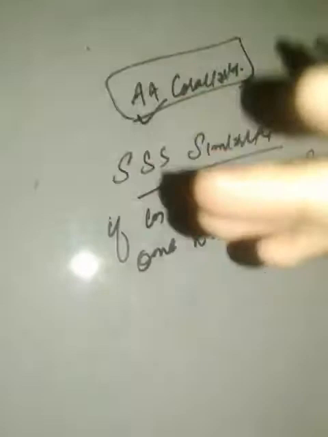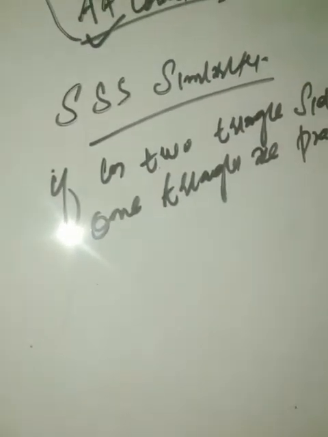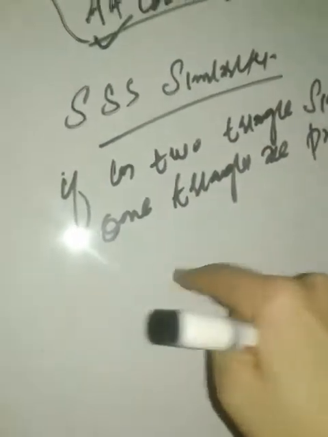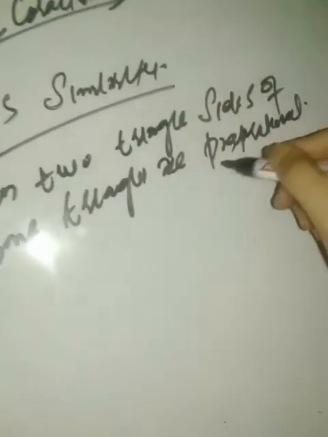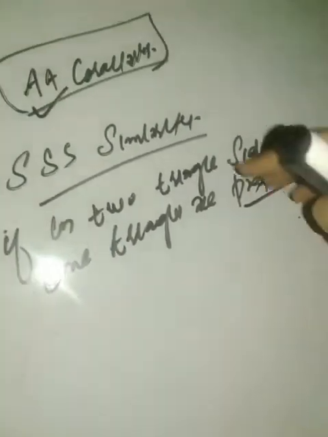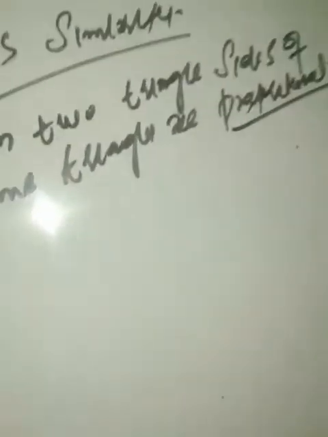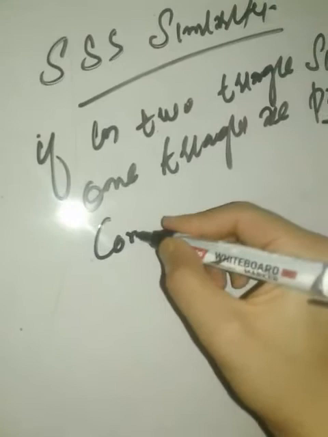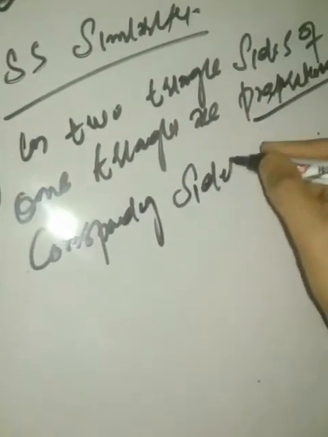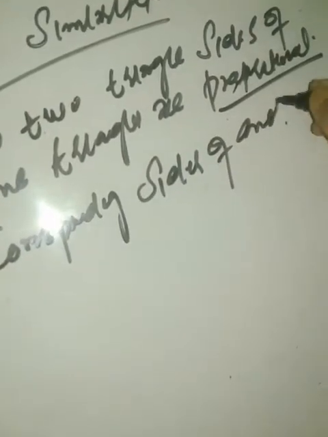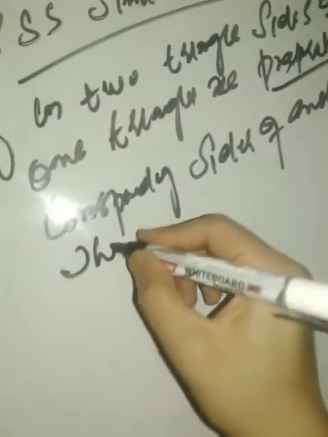What was the criteria in case of congruence? That if in two triangles, sides of one triangle are equal. Here in case of similarity, it is proportional, meaning they are in the same ratio. If in two triangles sides of one triangle are proportional to the corresponding sides of another triangle, then the triangles are similar.